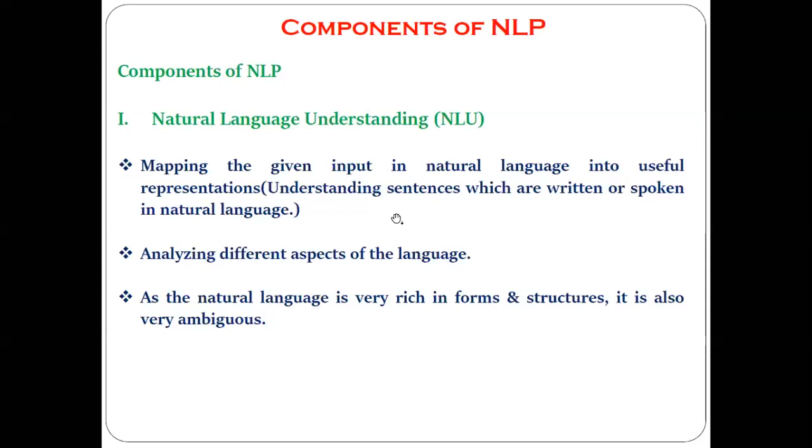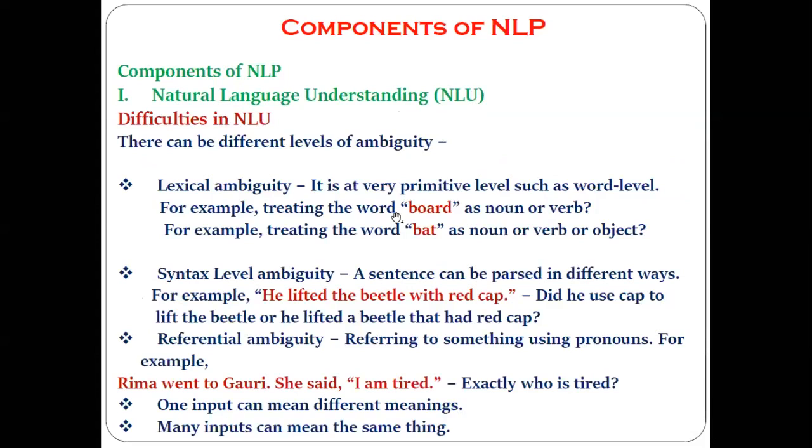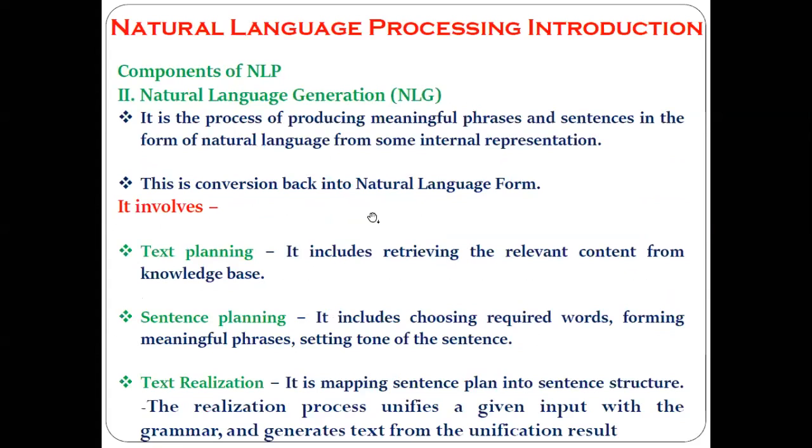Natural language understanding also faces a number of difficulties. Yesterday we discussed those difficulties, like lexical ambiguity, syntax level ambiguity, and referential ambiguity. This kind of thing also has to be considered when we are trying to build a system with the capability of natural language processing. And next we have the component natural language generation.